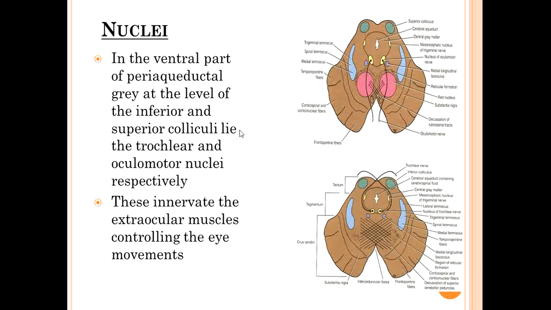So what are the nuclei present in the ventral part of the periaqueductal gray matter at the level of inferior and superior colliculus? At the level of inferior colliculus there will be the trochlear nerve, and at the level of superior colliculus there will be the third cranial nerve. You can see this is the third cranial nerve. It is present at the level of superior colliculus, and the fourth cranial nerve is at the level of inferior colliculus. They innervate the extraocular muscles and control eye movement.